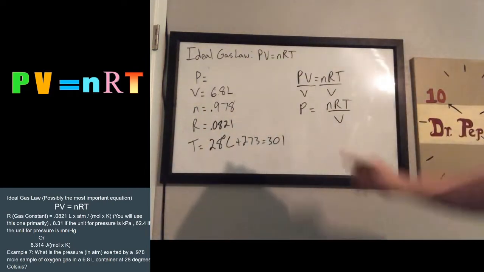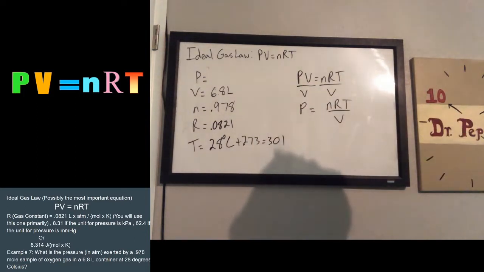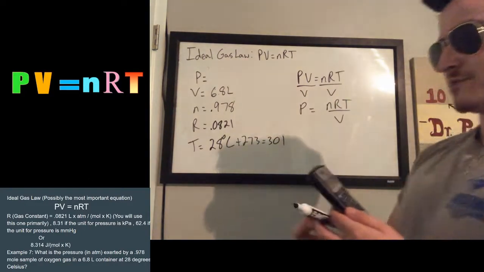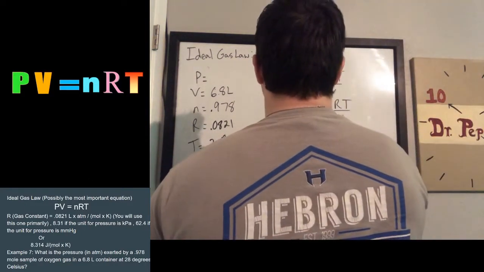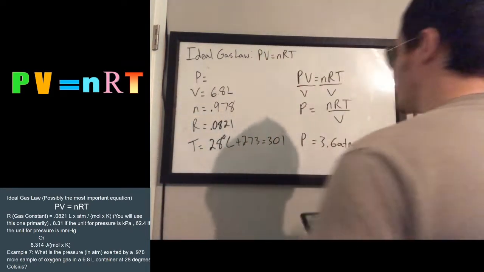So we get P is equal to nRT over V. You have all of your variables lined up on the left. Therefore, the only way to mess this up now is if you put the wrong things in the wrong spot. So plug it in your calculator. And we're going to round this guy to 2 sig figs because that's the smallest amount that we started with. And so our answer is 3.6 ATM.